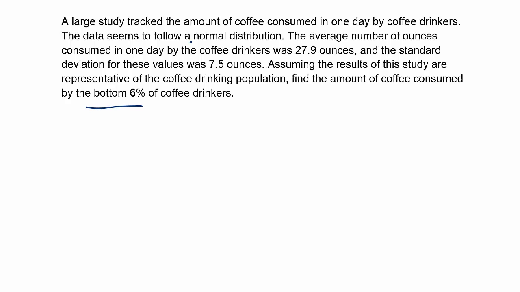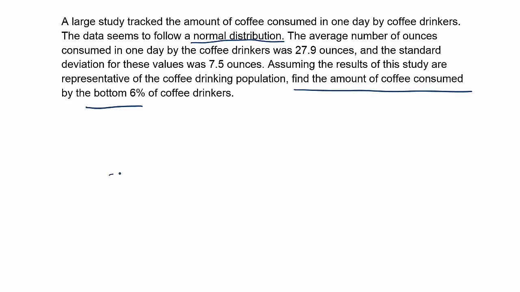All right, so again, the problem says the data is normally distributed. They normally would ask you for either a probability or a measurement that corresponds to some percentile. And they ask us to find the amount of coffee consumed by the bottom 6% of all coffee drinkers. So it looks like it's the type of problem where they give us a percentile and we have to find the measurement that's associated with that percentile.